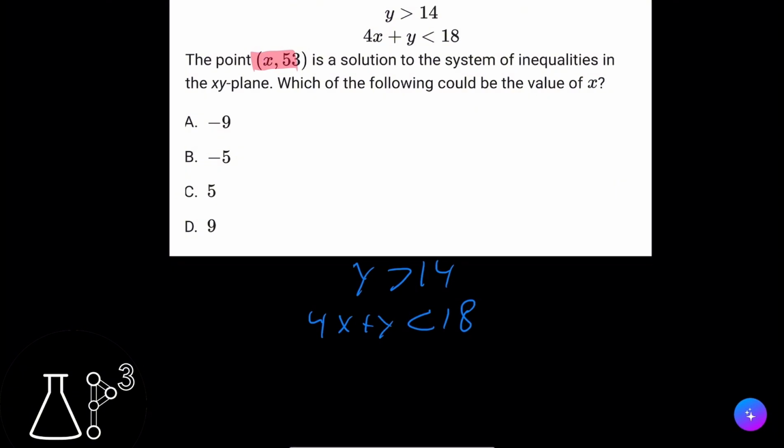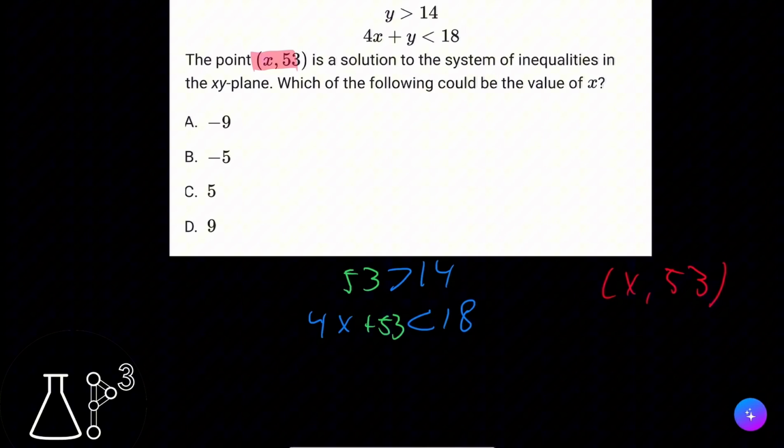So what I'm going to do is plug the point (x, 53) into both inequalities. So the y's are transformed to be 53. And obviously in the first inequality, 53 is greater than 14. So that makes that inequality true. Then if I plug it into the second inequality, I get 4x plus 53 is less than 18. So now what I have to do is start plugging in numbers and figuring out which one will lead to 4x plus 53 being less than 18.